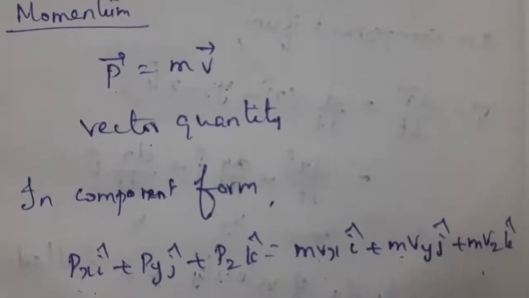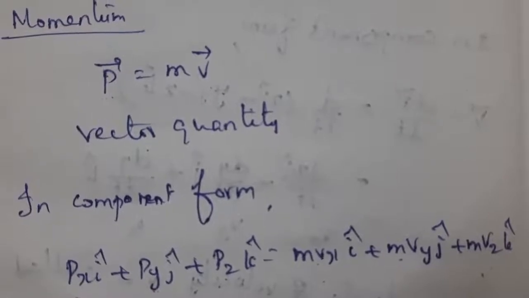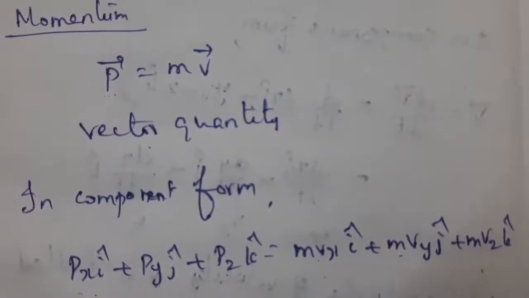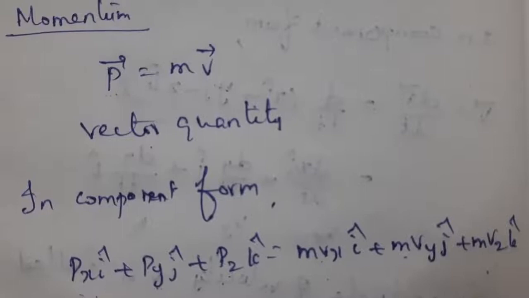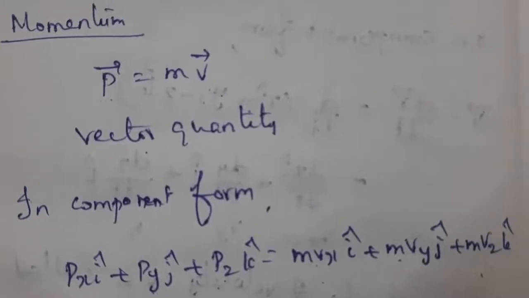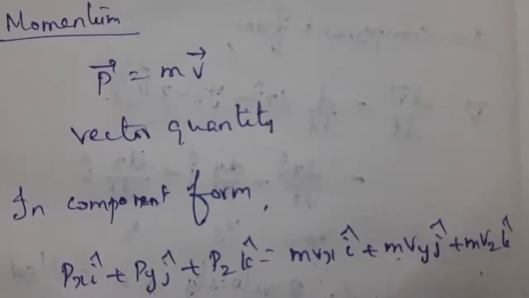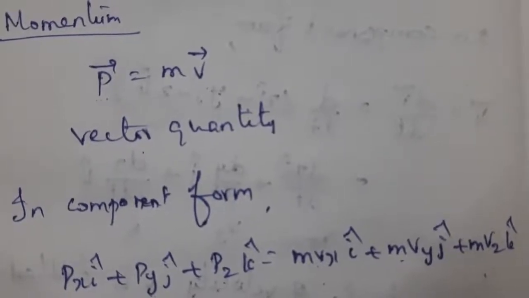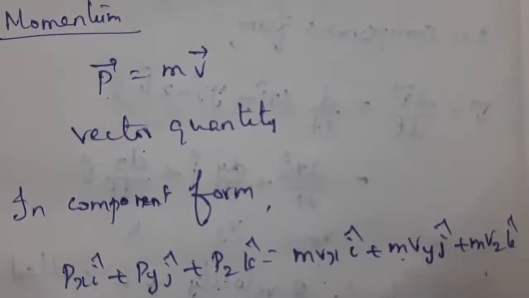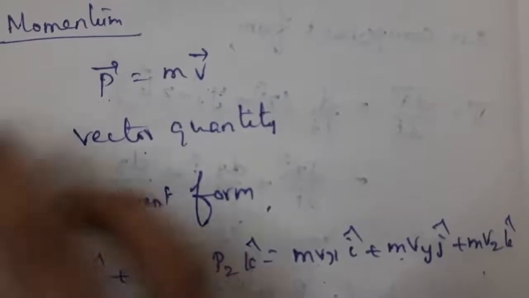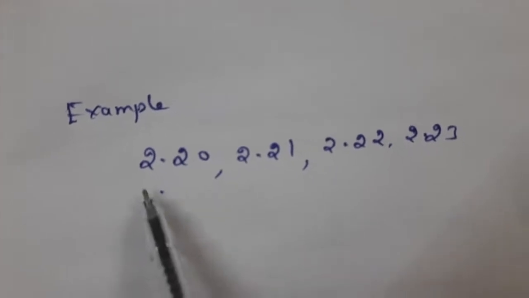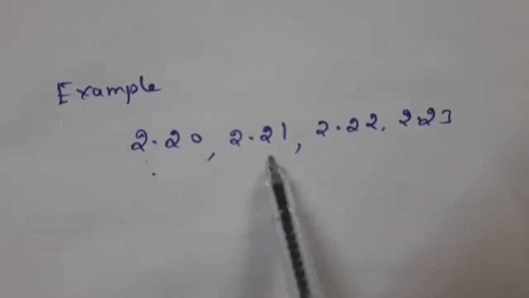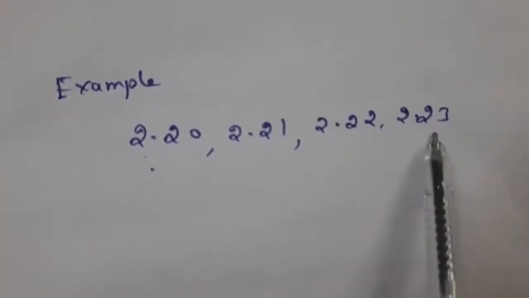Today we have learned differential calculus and integral calculus. There we have to learn the formula alone, and we have discussed average velocity, average speed, instantaneous velocity, then momentum. Okay, you have to do the examples. This is homework for you: 2.20, 2.21, 2.22 and 2.23.